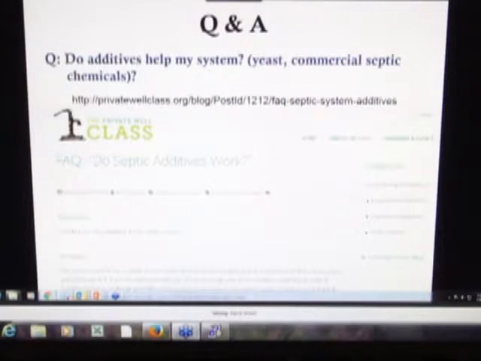So we've done a lot of work looking into this. We found a lot of resources, several research studies, and the bottom line is there's just no proof that additives do anything for your system. In my opinion, you're putting money down the drain. Best case, it does nothing. Worst case, it may create some sort of increased solids in your system, depending if it's some kind of chemical additive.